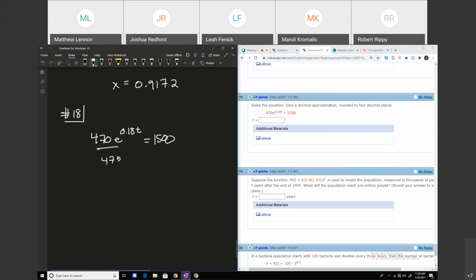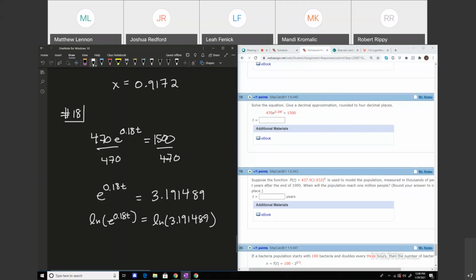So I'm going to start by doing that, divide by 470. So I just have the e to the 0.18t. So I get 3.191489, something like that. Now we want to take the natural log of both sides, because that'll cancel out with that exponential function, and you'll just be left with 0.18t.